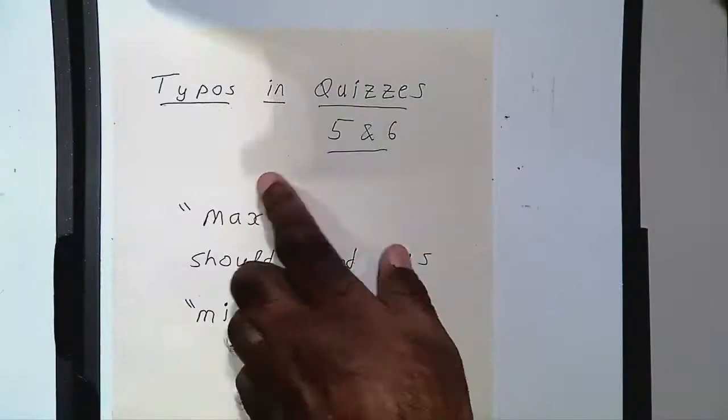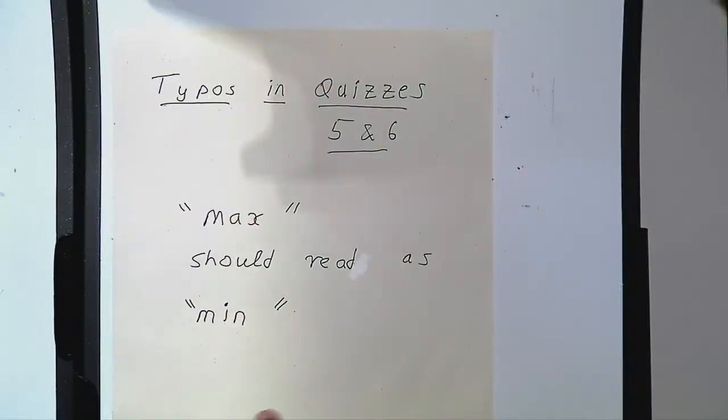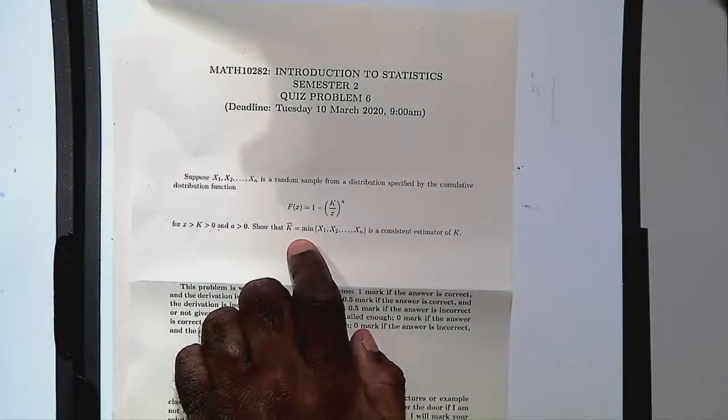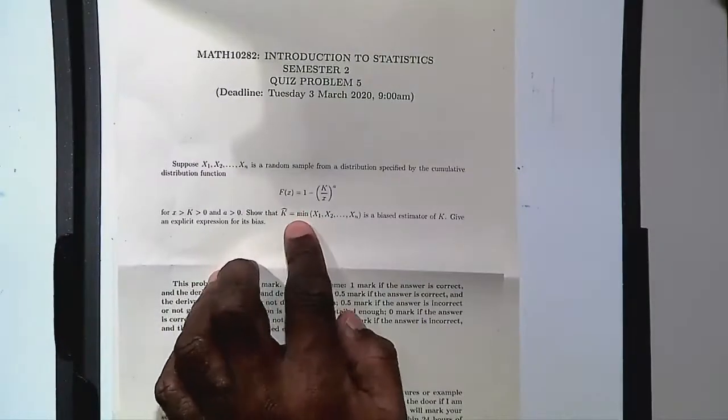There are typos on quizzes 5 and 6. The max should read as min. I have already corrected them, so you see here, I have already corrected the max to min in quiz 6, and the same thing with quiz 5. It should read as min, not max.